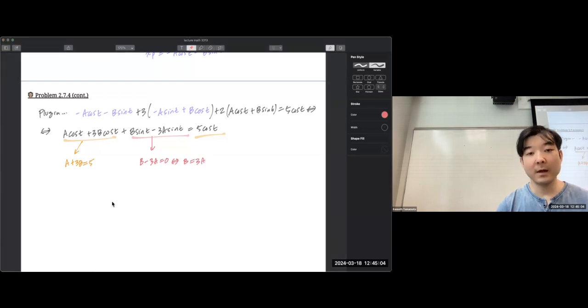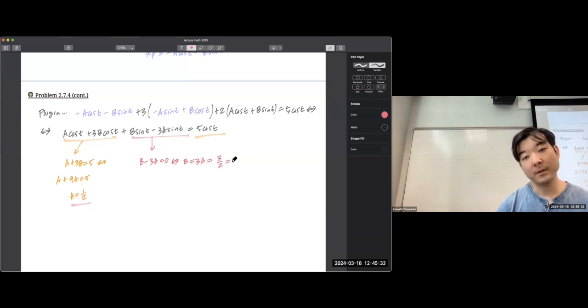And then I'm going to just plug that into this one. So with that, this is going to be a plus 3 times 3 is 9. A is equal to 5. And so you're just going to have 10. You have 10, and so a is going to equal 1/2. And then that'll give us that this has to equal 3/2. So this is my b, and this is my a.